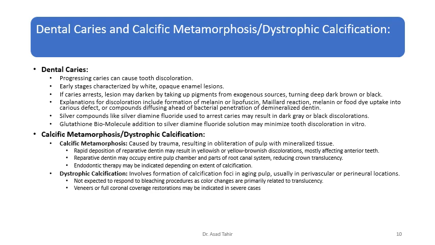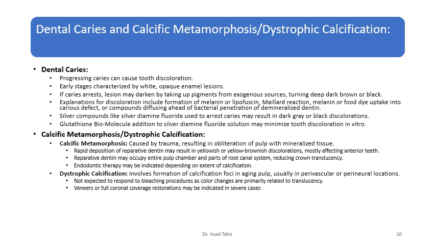Calcific metamorphosis/dystrophic calcification. Calcific metamorphosis, caused by trauma, results in obliteration of the pulp with mineralized tissue. Rapid deposition of reparative dentin may result in yellowish or yellow-brownish discolorations, mostly affecting anterior teeth. Reparative dentin may occupy the entire pulp chamber and parts of the root canal system, reducing crown translucency. Endodontic therapy may be indicated depending on the extent of calcification.